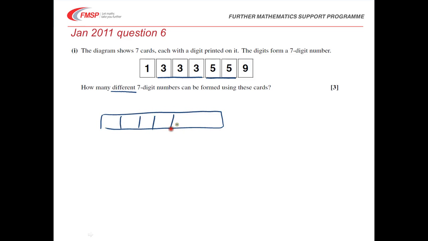So if we think about it, there are 7 ways of filling the first digit. Okay, there are no zeros, which is quite nice, so 7. There are 6 ways of doing the second, because there are 6 cards left. 5, 4, 3, 2, 1. So in total we have 7 factorial, multiplying all of these together, 7 factorial ways of doing this. And if you work that out, there are 5,040 ways of doing that.